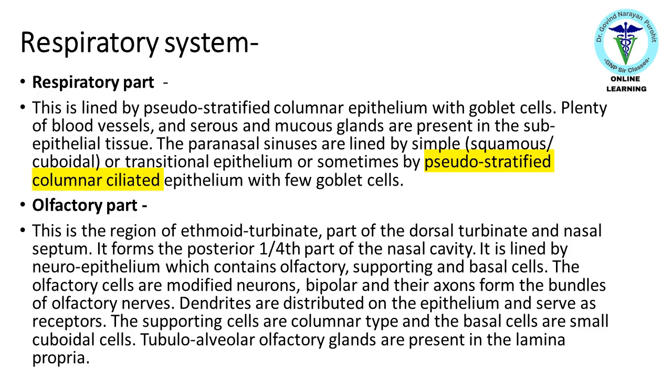The olfactory cells are modified neurons, bipolar, and their axons form the bundles of olfactory nerves. Dendrites are distributed on the epithelium and serve as receptors. The supporting cells are columnar type and the basal cells are small cuboidal cells. Tubulo-alveolar olfactory glands are present in the lamina propria.